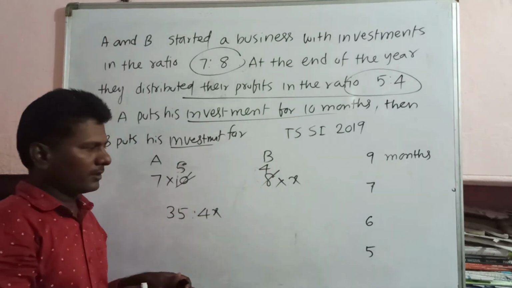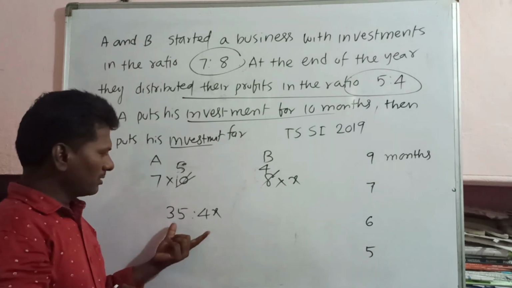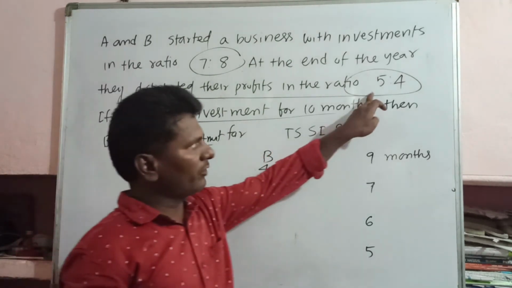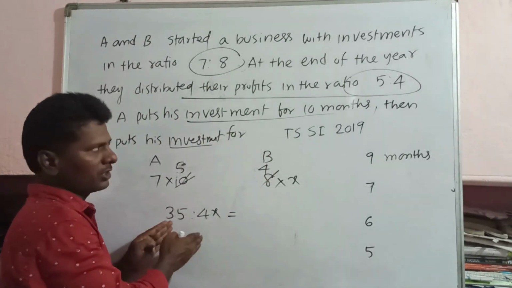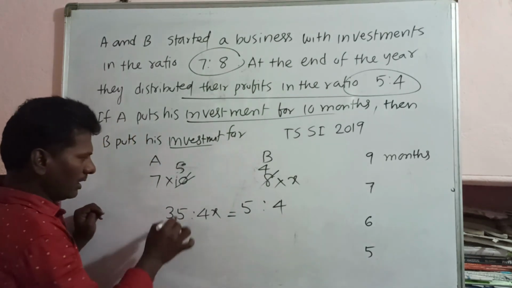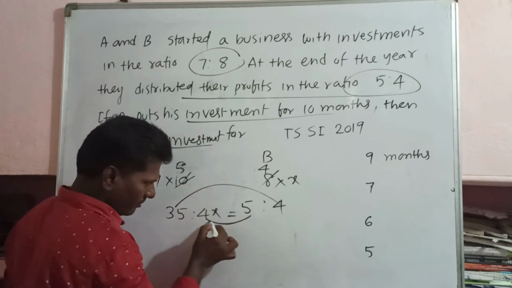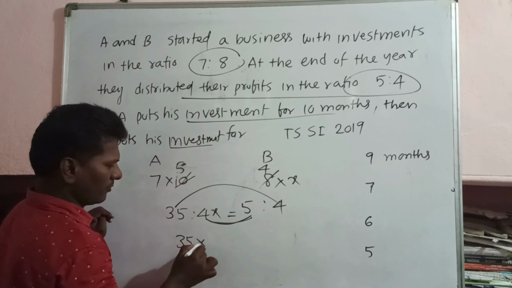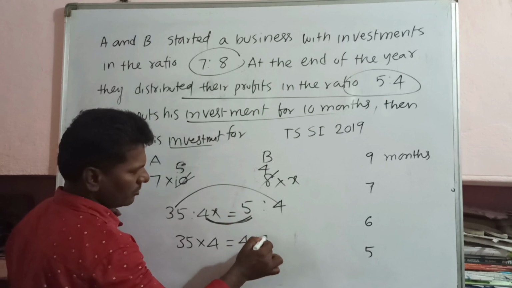In this way they have to distribute their profit. This is equal to the ratio in which profits are distributed, 5:4, which is given. That means we have to equate this ratio with 5:4. Next, take these extreme elements, means 35 into 4, that is equal to 4x into 5.